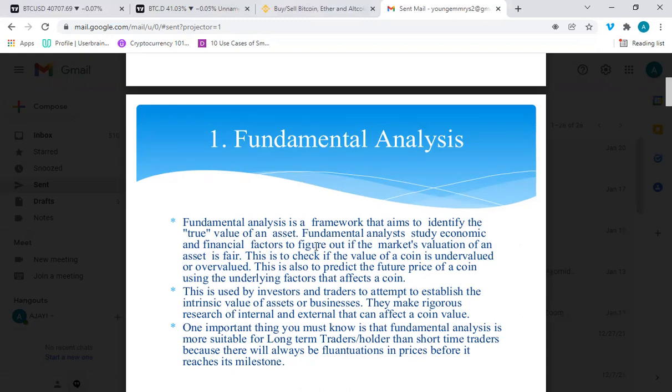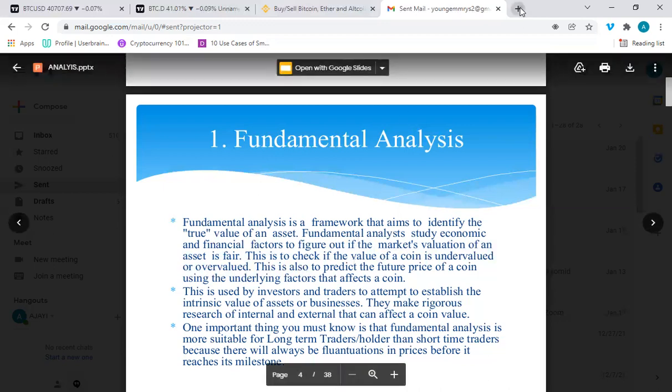If it's undervalued, you know that yes, this is a gem, something that in the nearest time will pump very well and go high. Now, this is also to predict the future prices of a coin. So fundamental analysis is checking the future prices in the long run majorly. Fundamental analysis is used by investors and traders to attempt to establish the intrinsic value of an asset. Now, what I'm saying is this: see something. Let me go to CoinMarketCap.